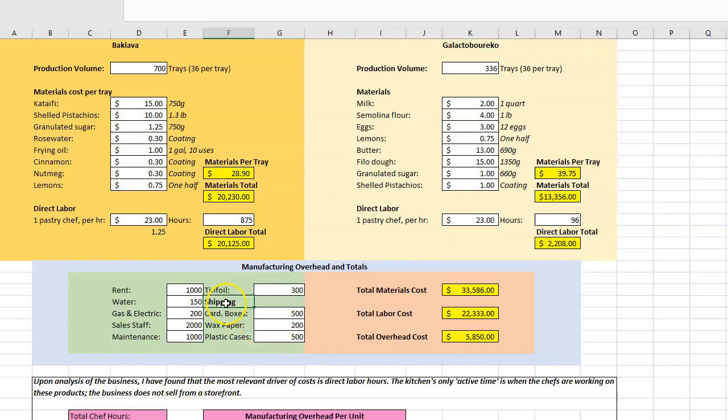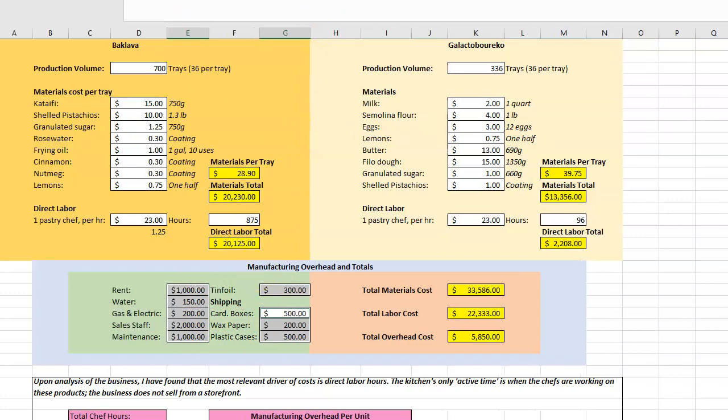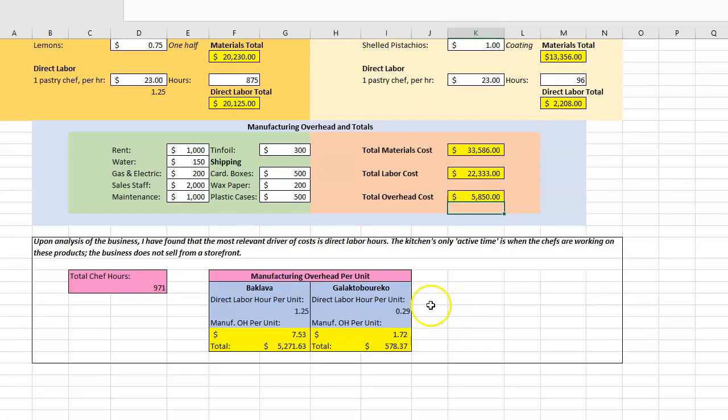And then shipping, let's call this packaging. Packaging would also be manufacturing overhead. So good work there. And these are costs, right? So really, these should all be in dollars. There you go. So total materials, total labor, total overhead.